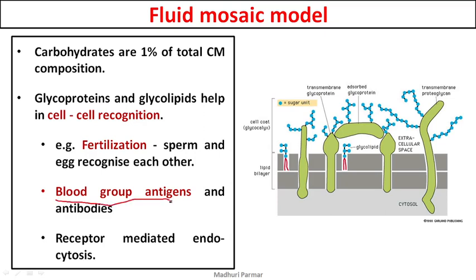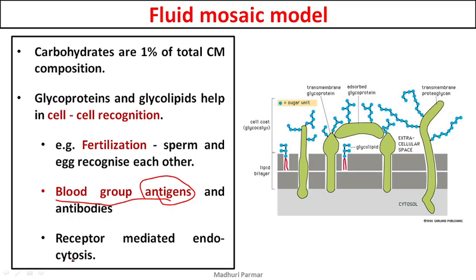Then blood group antigens. You have blood group A, you have blood group B, you have blood group AB. O is absence of antigen. O is actually 0, meaning zero antigens. So blood group antigens A, B and AB are because of the glycoproteins. And the interaction between such glycoproteins and antibodies happens because of the glycoprotein on the RBC.